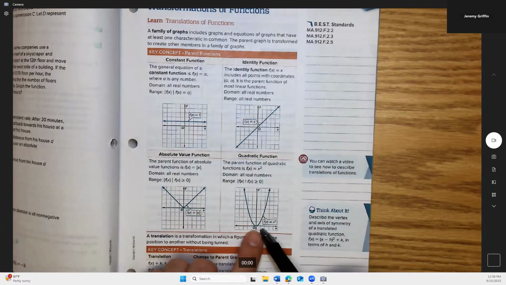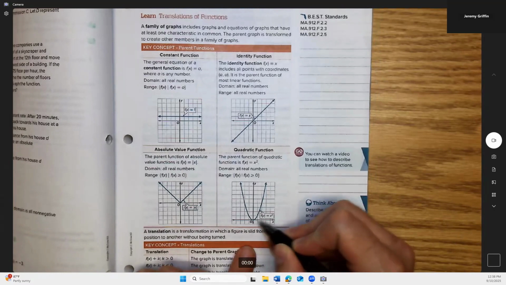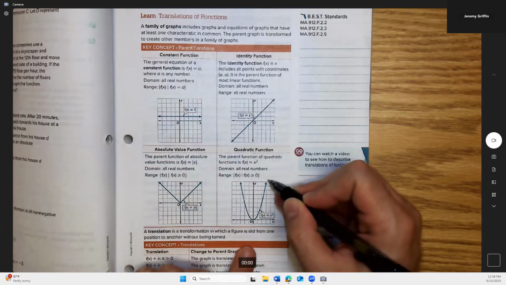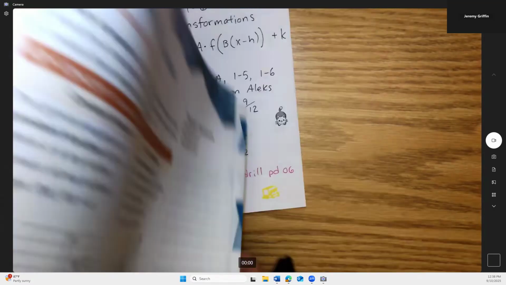So 0, 0 is a point that's down here at this vertex. You got 1, 1 is the point. You got 2, 4, because 2 squared is 4. 3 squared is 9, so 3, 9 can be a point right here. Okay, so you get this parabola shape. Okay. So going in order to the book.